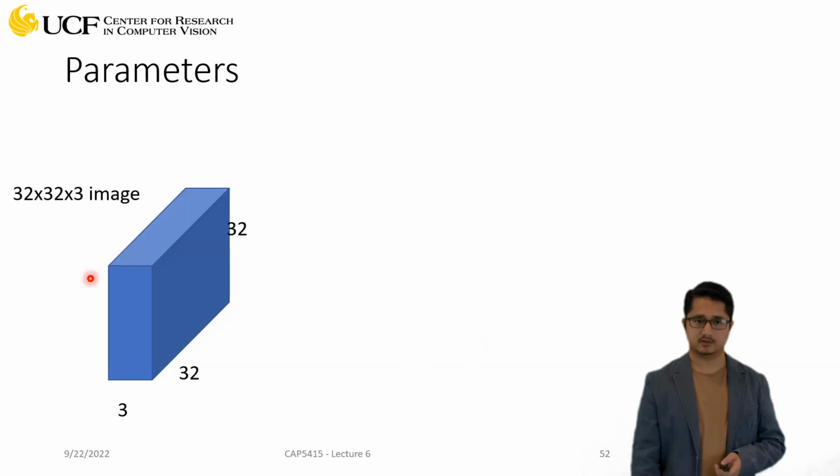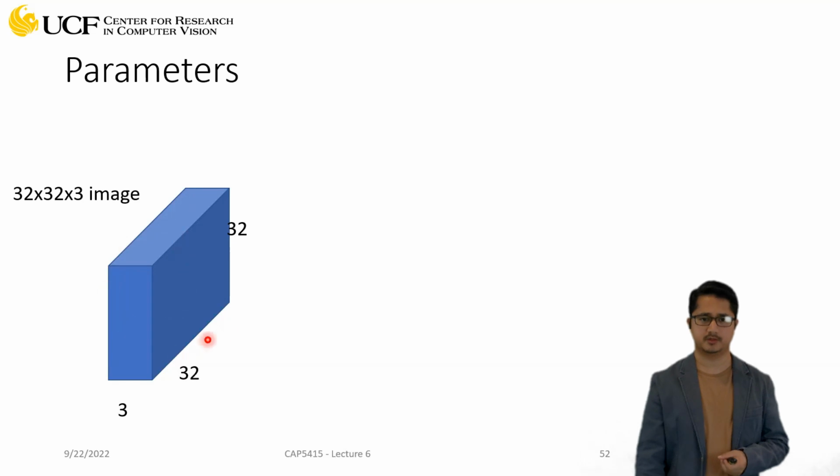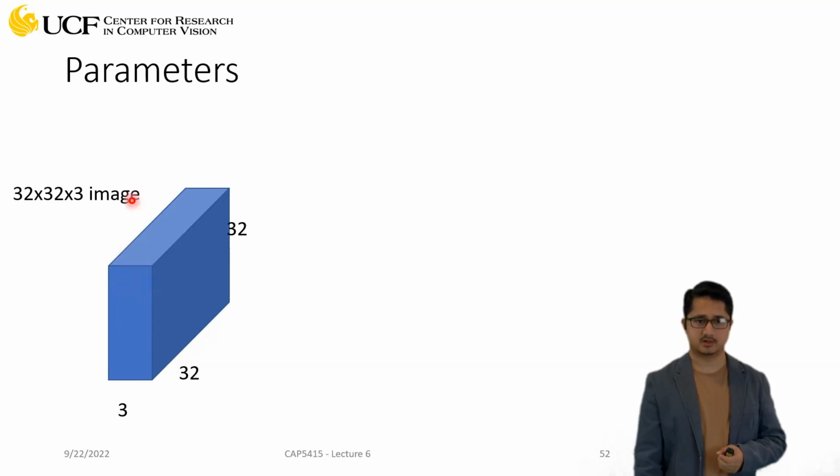Let's say we have a certain volume. It could be an input image or a feature map in between your CNN. The shape is 32 cross 32, and the depth is 3. And let's say we are using a filter of shape 3 cross 3 cross 3.